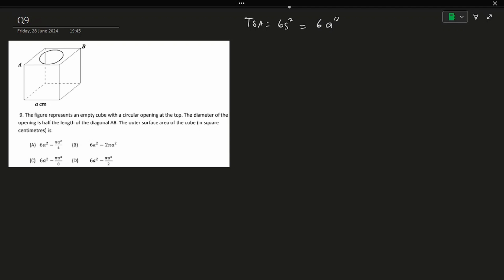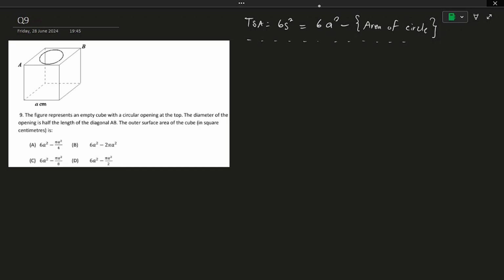But this is not a regular cube because there is a circle that is cut at the top of the cube. So in other words, to get the total surface area that remains, we need to subtract the area of the circle that was cut, so that we can get the final total surface area. So how do we get the area of the circle? Because that is our mission to solve this question. To get the area of a circle, we use the formula pi r squared, right? That is the formula to get the area of a circle.